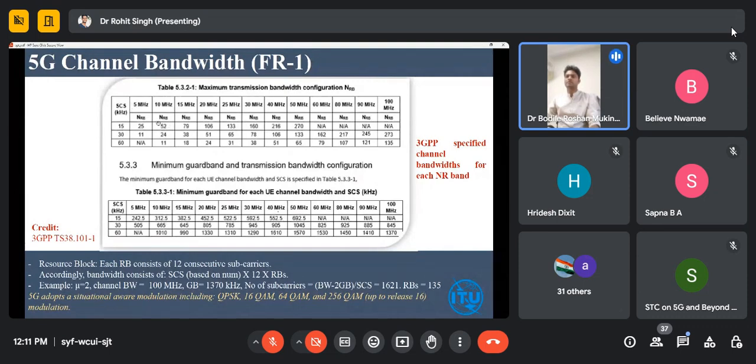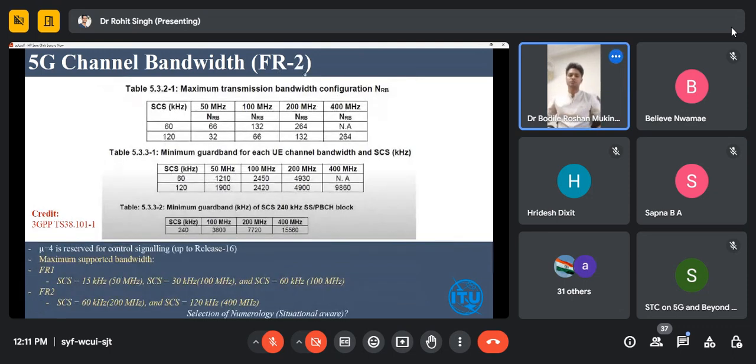If you double the number of resources, your bandwidth becomes 9.8 megahertz, that is roughly 10 megahertz. And this is how you keep on increasing. In numerology 1, your bandwidth may go up to 50 megahertz, and in case of numerology 2, your bandwidth may go up to 100 megahertz. So for FR1, you can have minimum bandwidth 5 megahertz, maximum bandwidth 100 megahertz.